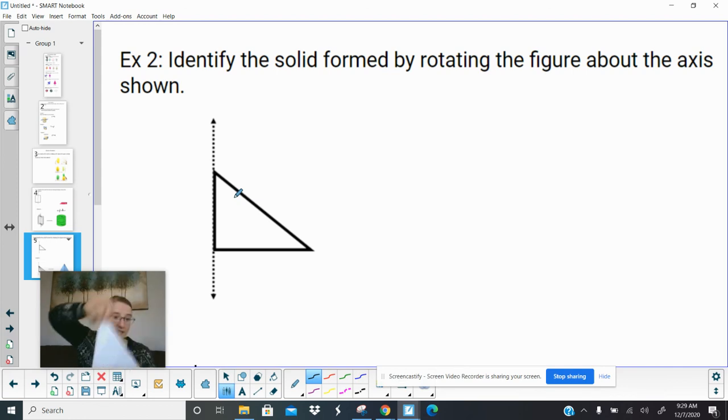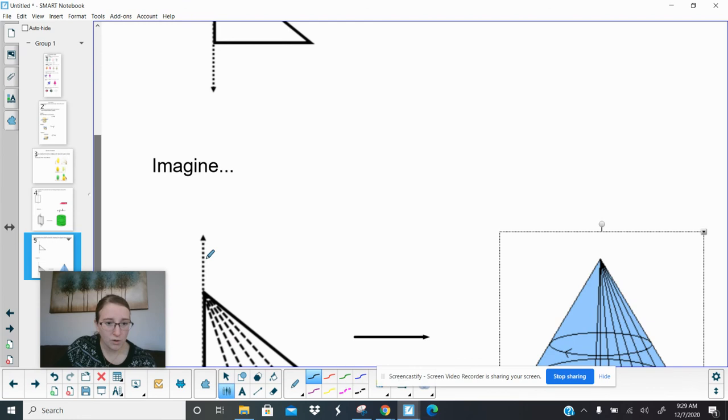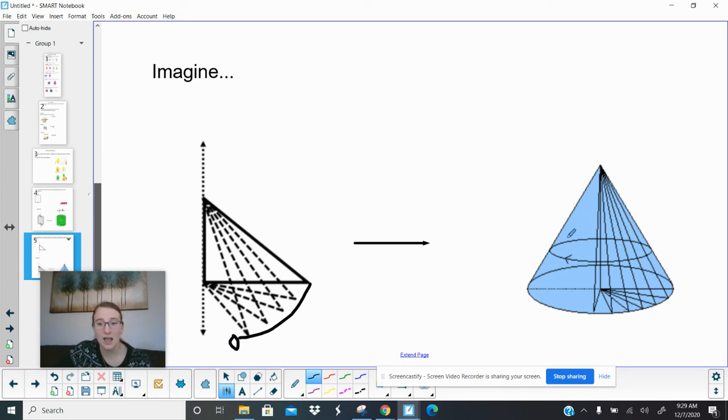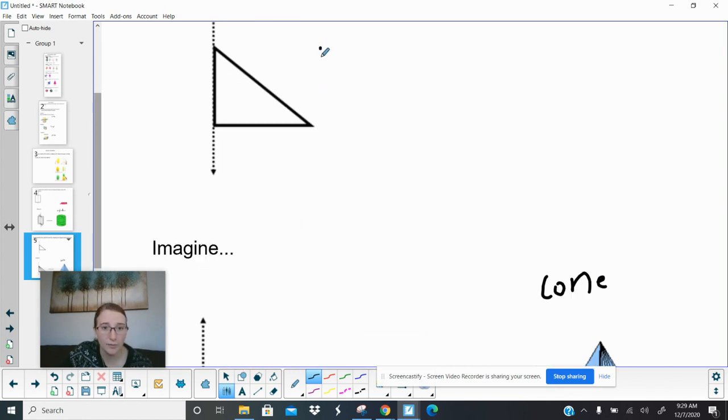If I were to stick this into Jell-O and go, what shape of a hole would I create in the Jell-O? What do you think? Make a prediction. Well, this is what's happening. It's rotating along this side and cutting a curved edge this way. That creates what shape? A cone. Now again, if I were rotating it from right here, I would have a totally different shape.